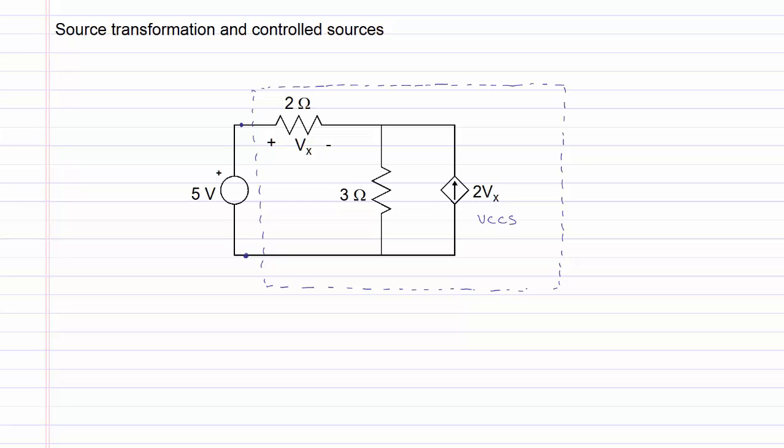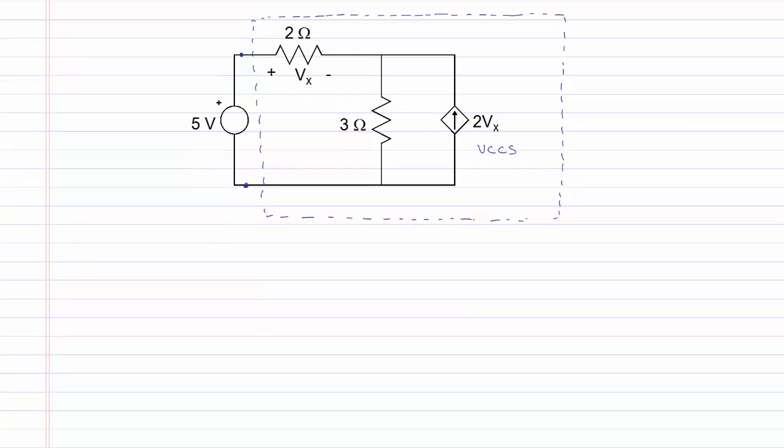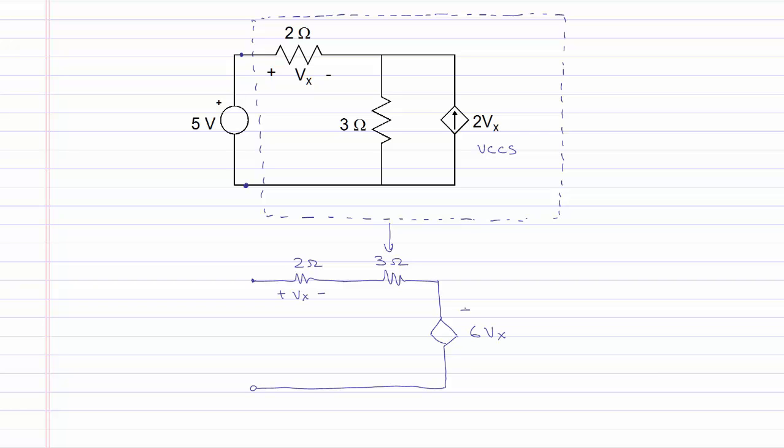Inside the box, we have a voltage controlled current source in parallel with a 3 ohm resistor, and we can apply source transformation to this portion of the circuit. The source transformation will give us a 2 ohm resistor with the controlling voltage Vx across it in series with a 3 ohm resistor, which is coming from the transformed source, and connected to a voltage controlled voltage source of value 6 Vx, with the top end of this voltage source as positive to give the same behavior as the current source in parallel with the 3 ohm resistor.